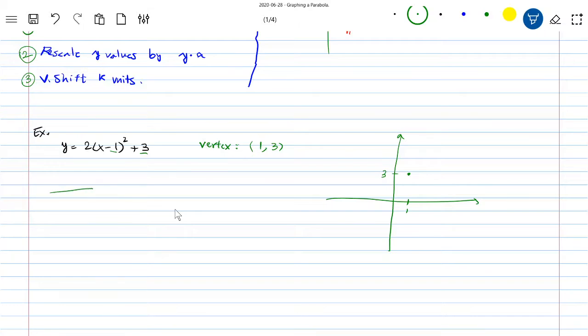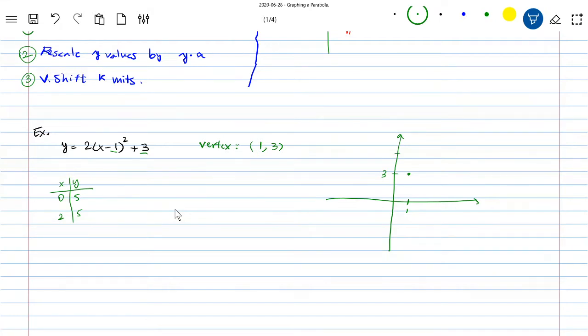So what do I do? I pick maybe a couple more points if I want. So I pick x, y. I already know the vertex (1, 3), so maybe I'll pick 0 for the x coordinate, for example. If you replace 0 into x, what you get is 0 minus 1 is negative 1, squared is 1, times 2 plus 3, which is 5. If you replace 2, you'll get 5 as well.